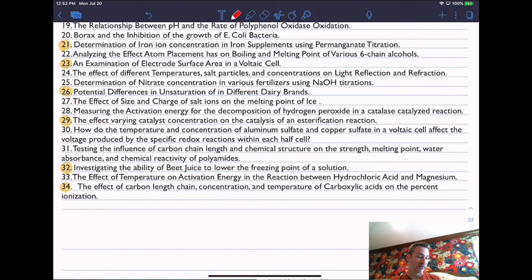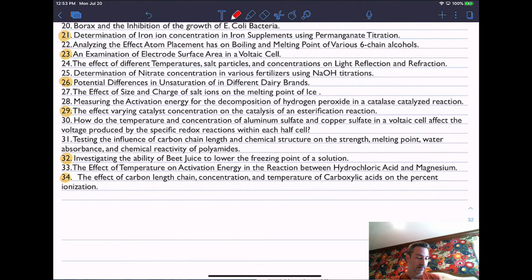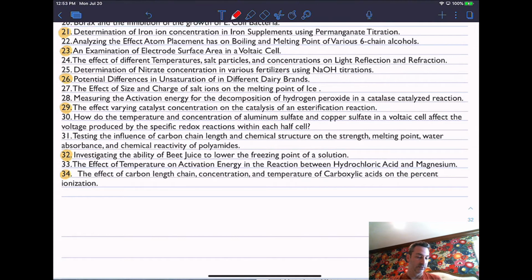The varying effects of catalyst concentration on an esterification reaction. This took a lot of background work for them to figure out what calculations they were going to do. So that was a challenging experiment, but it went well. And the effect of carbon length, concentration, and temperature of carboxylic acids on the percent ionization.